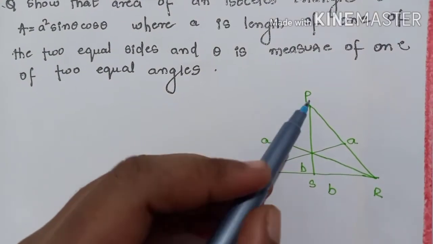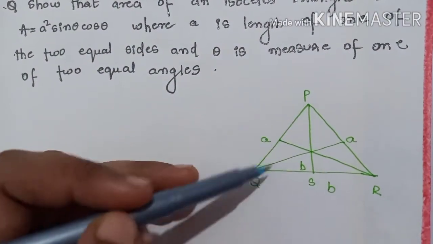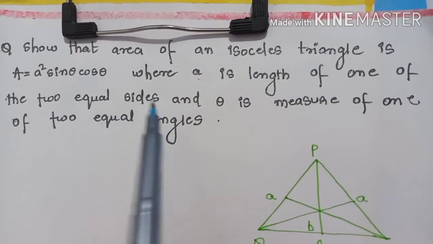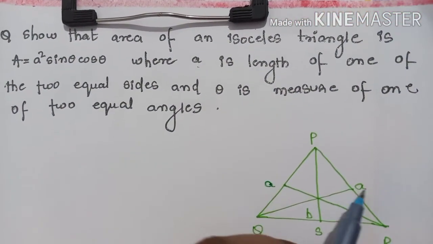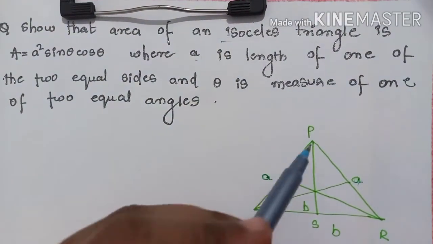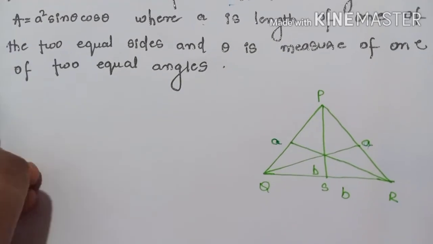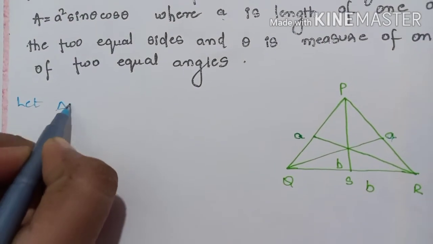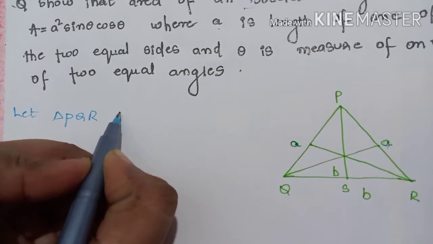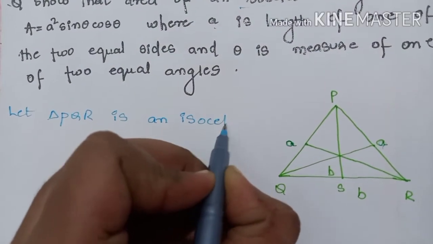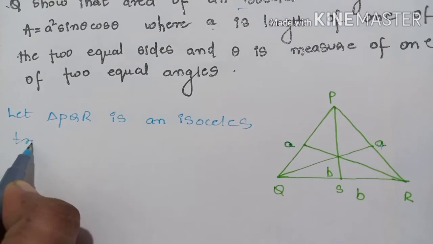Let us consider the triangle. First draw the triangle PQR, and they have said that a is the length of one of the two equal sides. So let us consider these two sides. What is the meaning of isosceles? Two sides will be equal and the other side will have a different length. So let triangle PQR be an isosceles triangle.